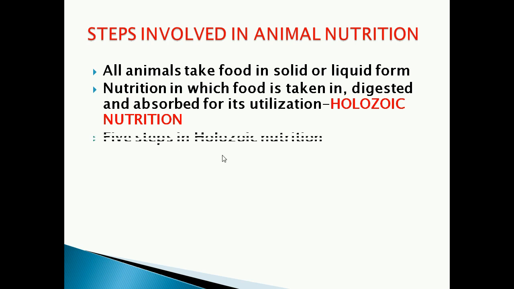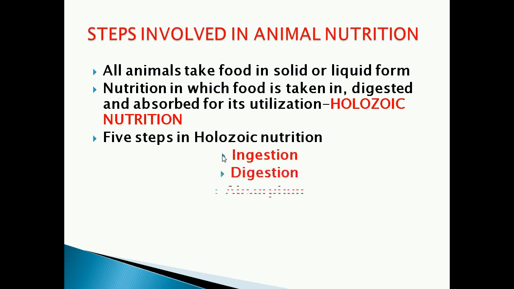Okay, so there are 5 steps in holozoic nutrition. The first one is ingestion, digestion, absorption, assimilation, egestion. Okay, so these are the 5 steps, the 5 processes which take place during holozoic nutrition. So let us see briefly.